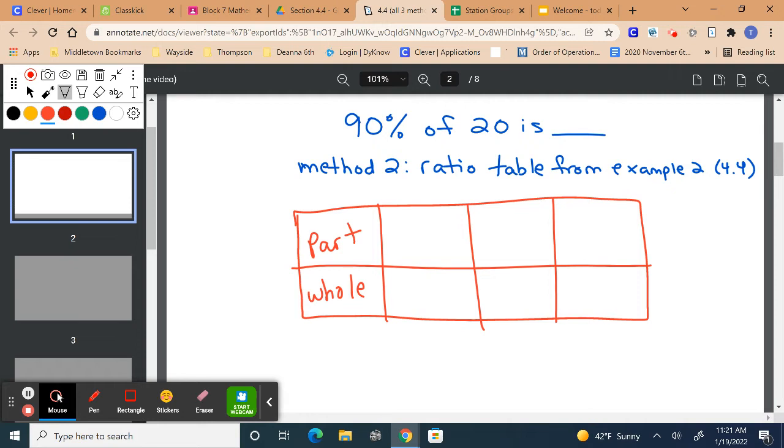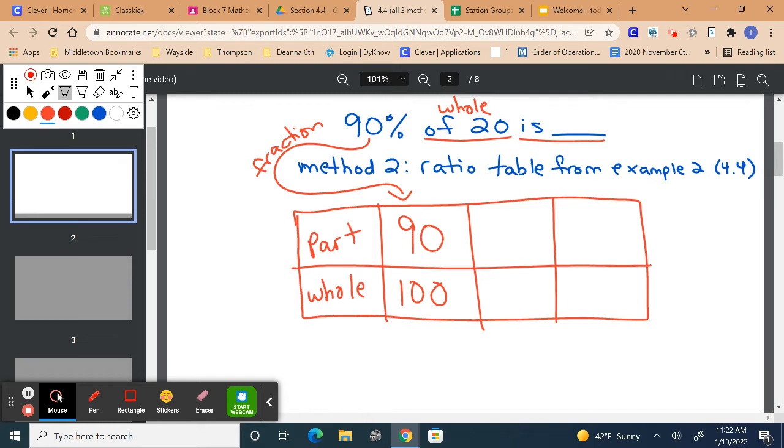Okay, so now we're going to look at our percent, and we're going to make it a fraction. And in order to make it a fraction, we do 90 over 100, which makes sense because our whole is 100 and our part is 90. And then we have our of. We can't forget our of is our whole. This is very important to know because we need to know what box to put it in. And our is our part. All right, so of is 20.